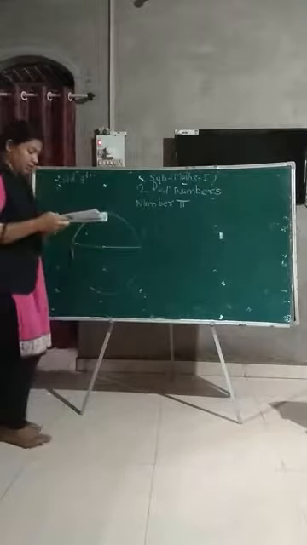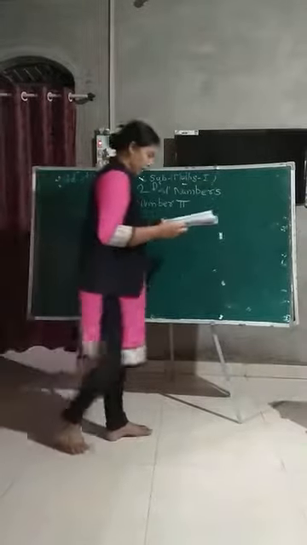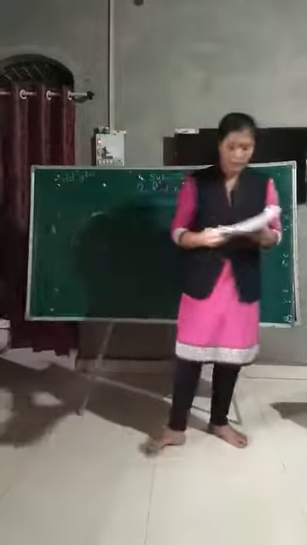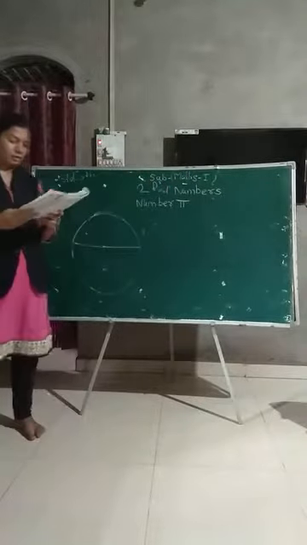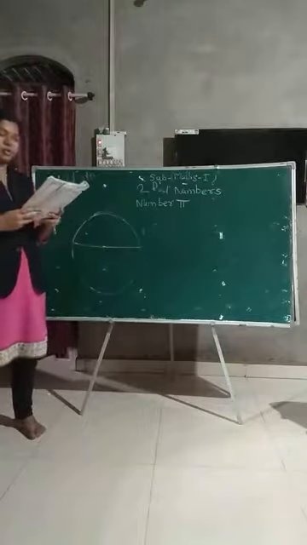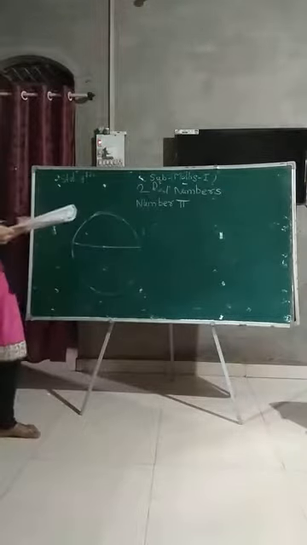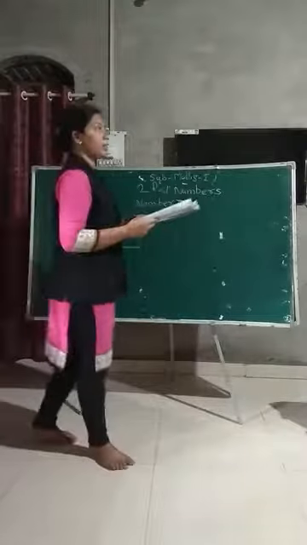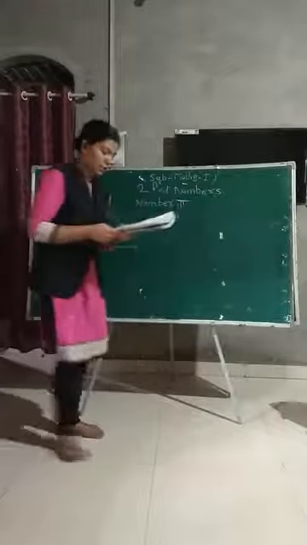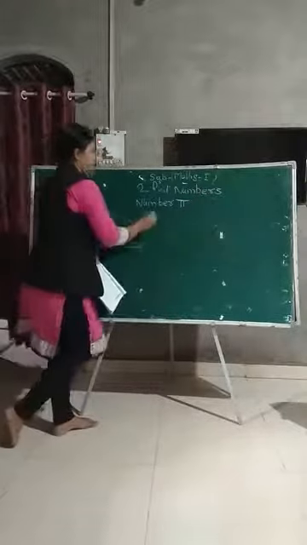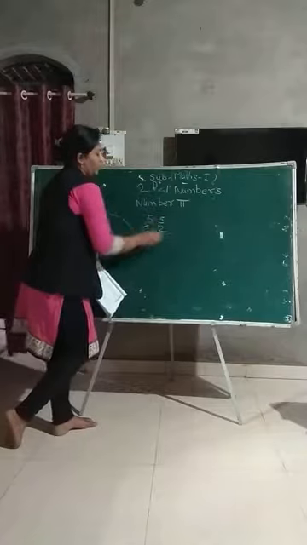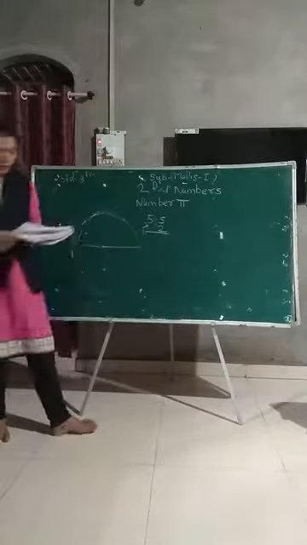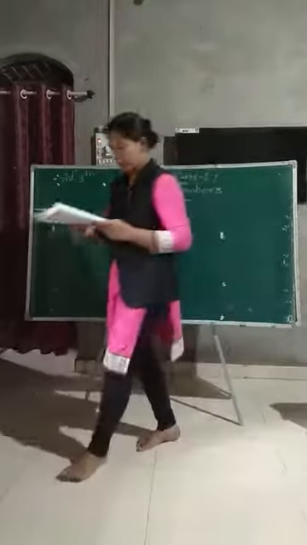First radius 7 cm, then 8 cm, and 5.5 cm. For the first circle, 7 times 2 is 14, so the diameter is 14 cm. If radius is 8 cm, then diameter is 16 cm. If radius is 5.5, then multiplying by 2, we get 11. So the diameter is 11 cm.